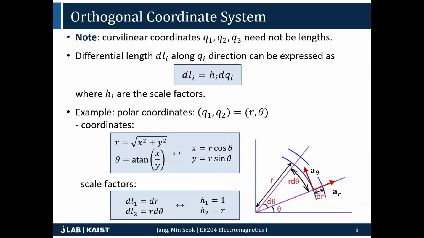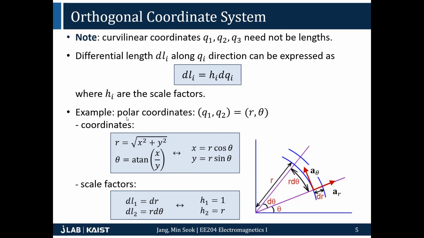And we also learned about the concept of the scale factor. Because Q1, Q2, Q3, the coordinate variables, are not necessarily length, right? It can be angle or something else. So in order to make it into a length, you need a scale factor, h, right? And this h, of course, can also be coordinate dependent or position dependent.